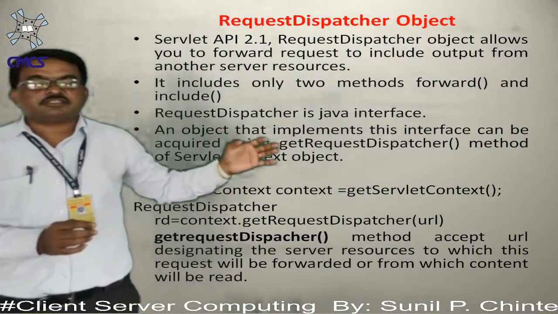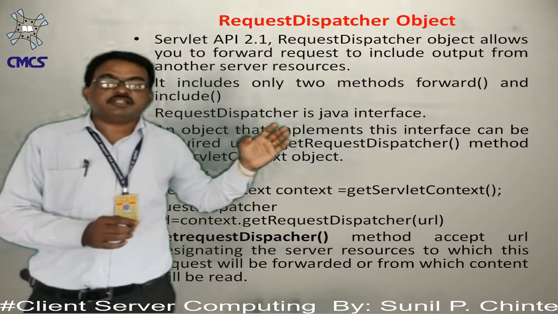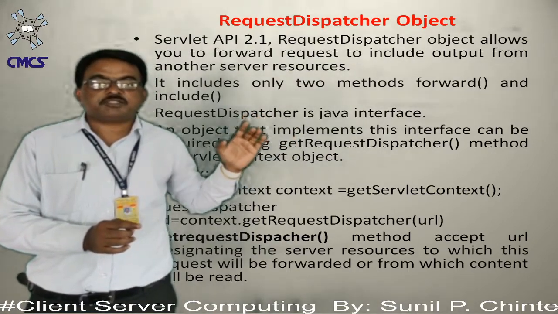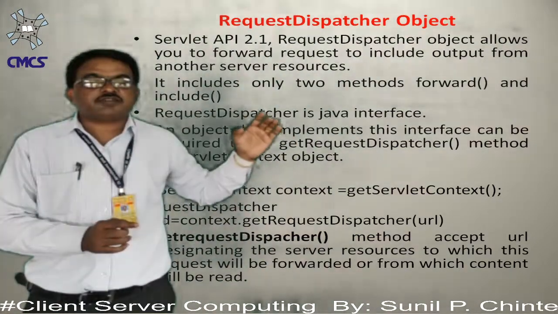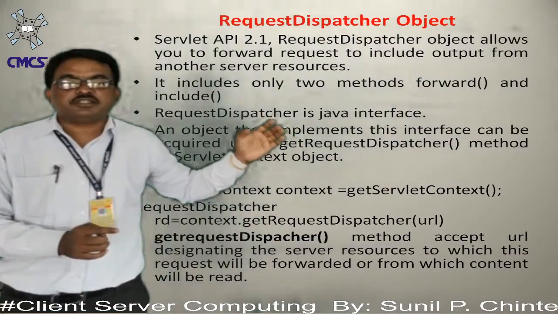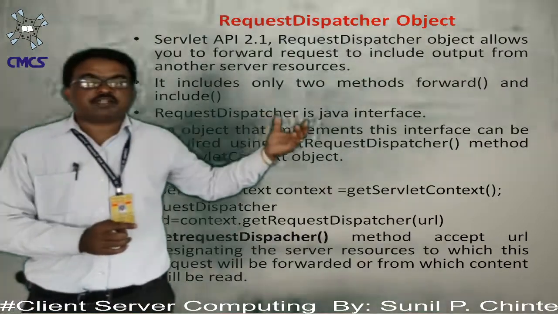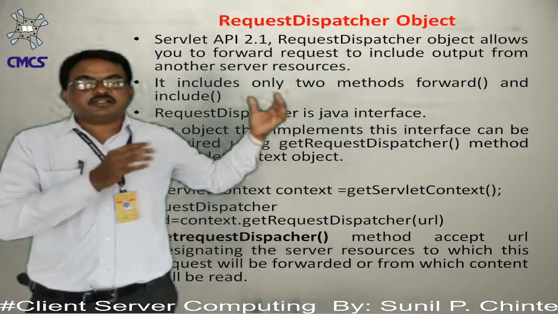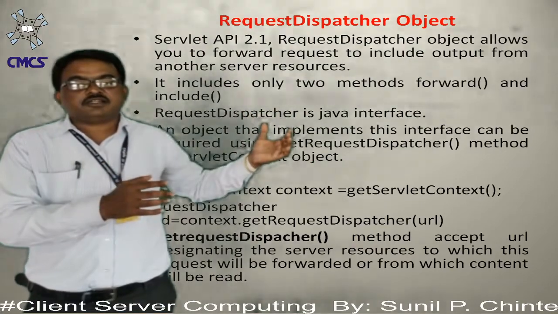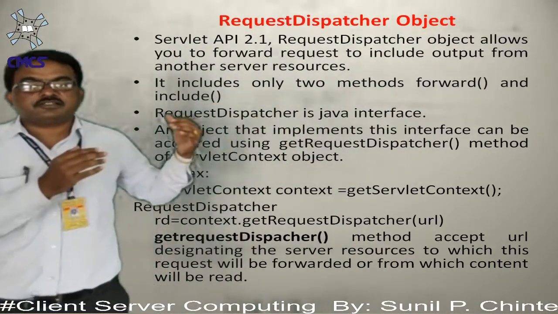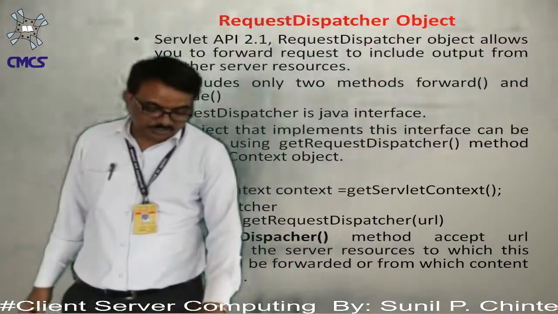The get request dispatcher method of the servlet context class takes one argument, that is the URL, and what does the URL specify? The server resource to which the request will be forwarded, and the content we can read from the specified URL.